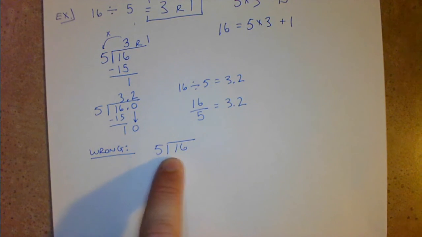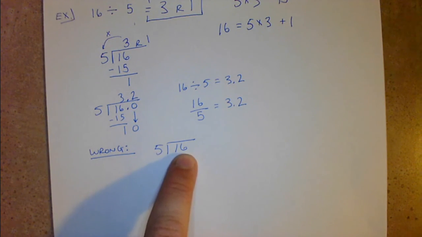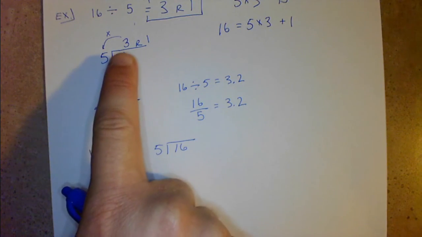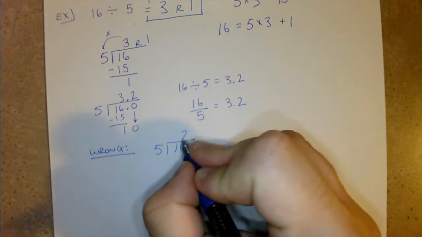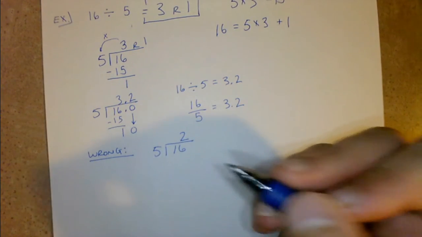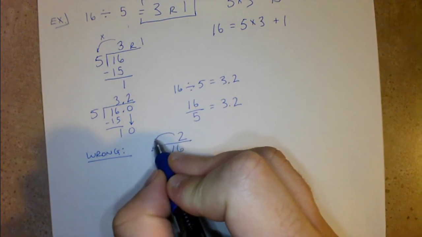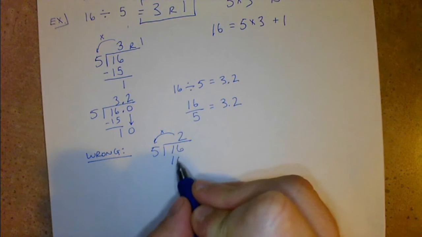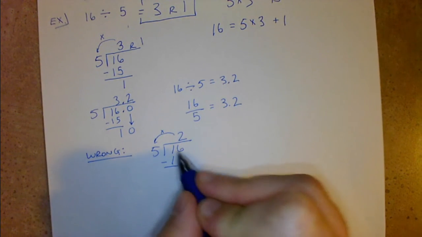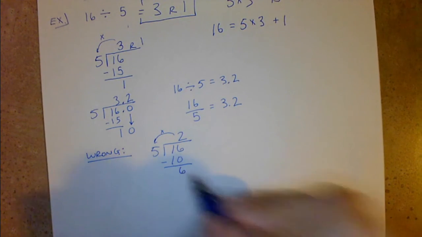0 times, it doesn't. How many times does 5 go into 16? Now we know that the answer is 3. But what if I'm lazy and I say it's 2, because 2 times 5 is 10? If I do 2 times 5, I get 10. And when I subtract these two numbers, 16 minus 10 is 6.